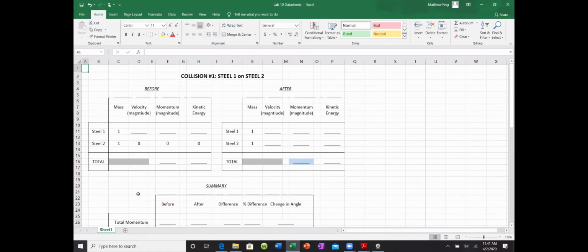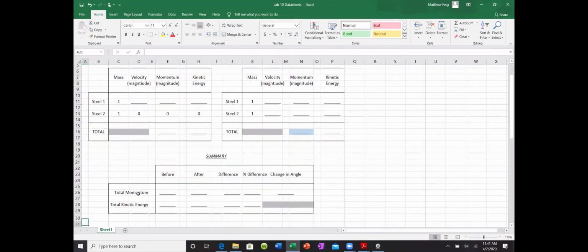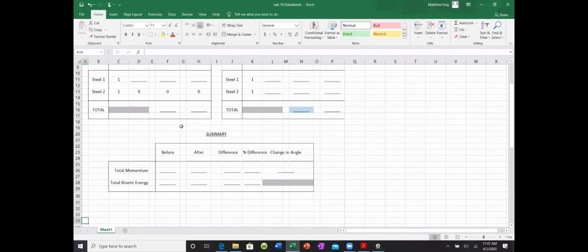Okay. Oh, I went too high. Okay, so I want you to just take total momentum, put it in the summary, total kinetic energy, put it in the summary. What's the difference? And calculate a percentage difference. How do you get percentage difference? Difference divided by the initial value. P2 minus P1 divided by P1, or P final minus P initial, I should say, divided by P initial.